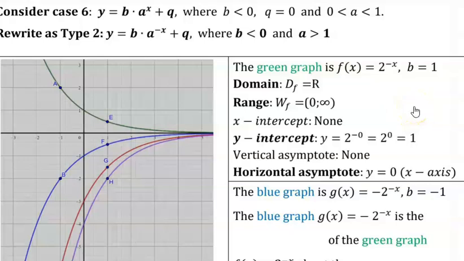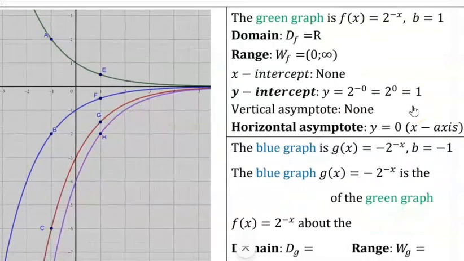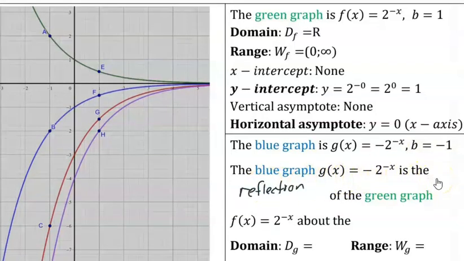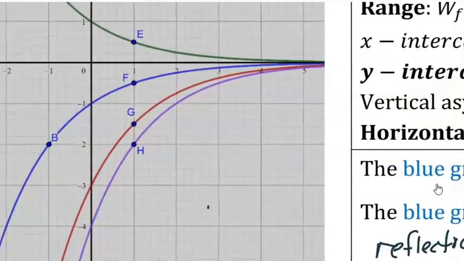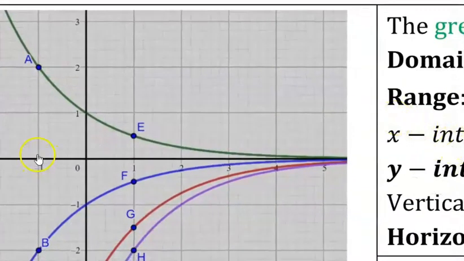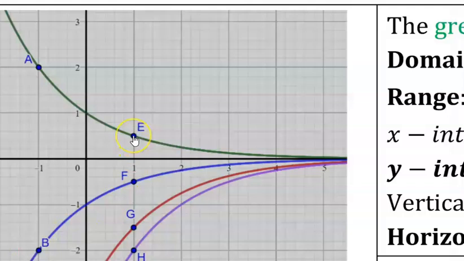Let us look at the blue graph. The blue graph is minus 2 to the minus x, so b is minus 1. So the blue graph is the reflection of the green graph about the x-axis. Mirror image about the x-axis, and you can verify that by looking at the distance here. From 0 to a is 2 units, from 0 to b is 2 units, from 0 to e is a half unit, and from 0 to f is a half unit.